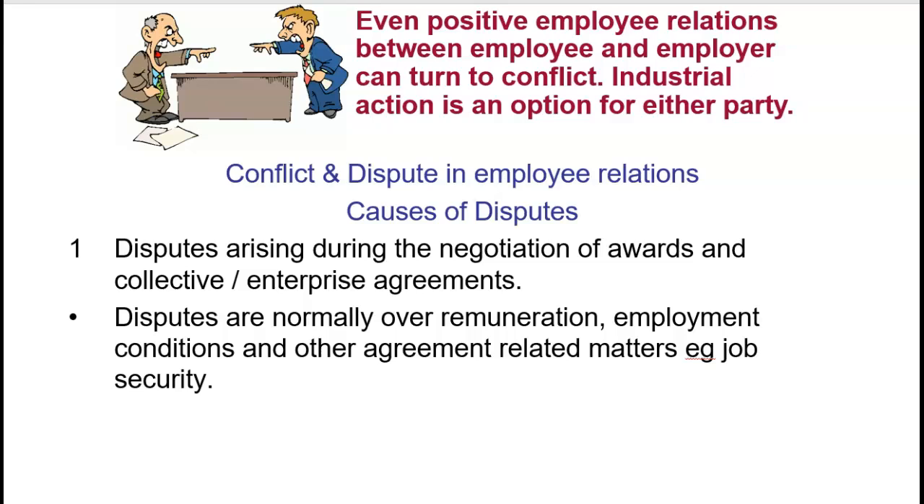So if we've got here the disputes arising during the negotiation of awards and collective enterprise agreements, that's the first one. That's a cause of dispute. Disputes normally over remuneration, employment condition and other agreement related matters, example, job security. So they're the normal things that are factored into a workplace agreement. At the end of each workplace agreement, they expire after a period of time and they're renegotiated. It's normally around the remuneration and employment conditions that it's a sticking point for employers and employees to come to agreement over. So that's a significant cause of disputes within the workplace.